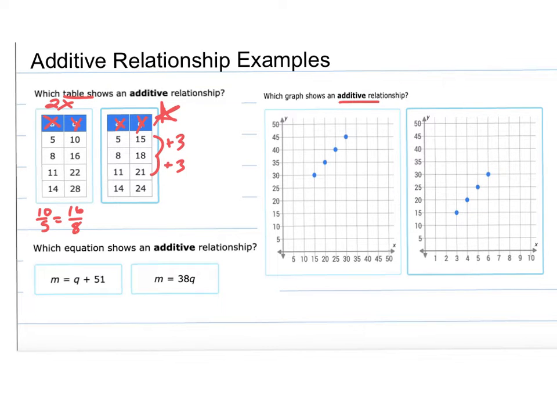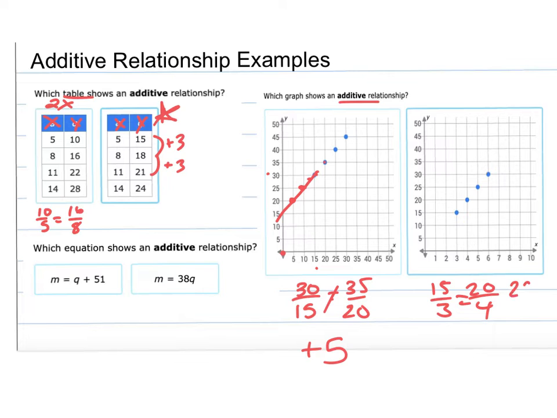For a graph, again, additive relationship, you can compare that x and y. So here I have 30 compared to 15 is not the same relationship as 35 over 20. And that's also not going to go through the origin. It's maybe not a perfect line, but you can see that we'd be going up by 5s each time. So we can see that that is going to be an adding 5 relationship there, whereas here we have 15 over 3, 20 over 4, and 25 over 5. Those are all going to have that each time we're going up 1, we're multiplying by 5.